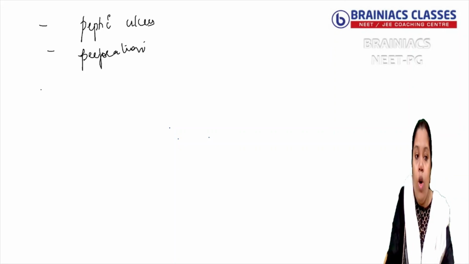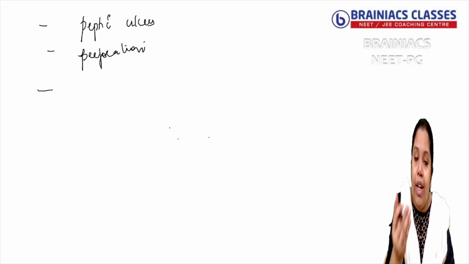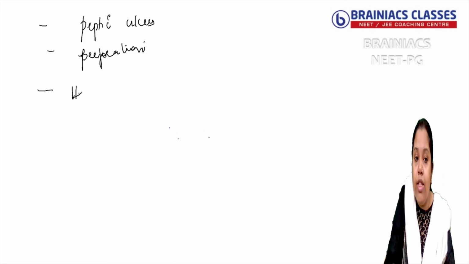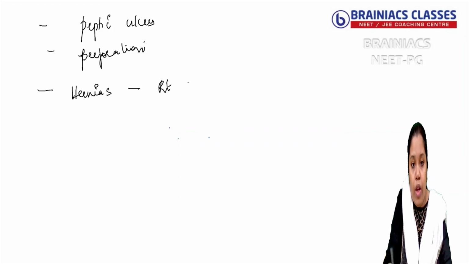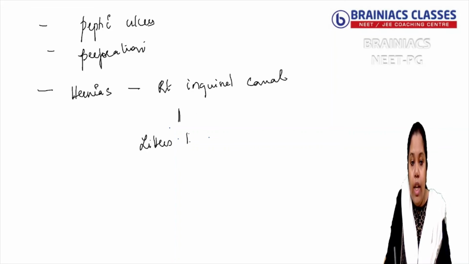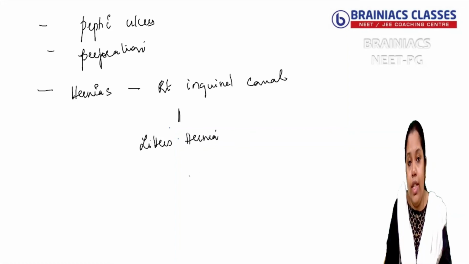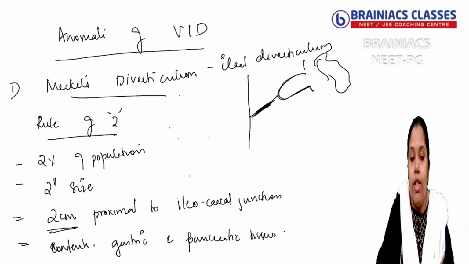Now there are chances that this Meckel's diverticulum will herniate. If it herniates through the right inguinal canal, it is called what? It is called Littre's hernia. So this is about the Meckel's diverticulum.